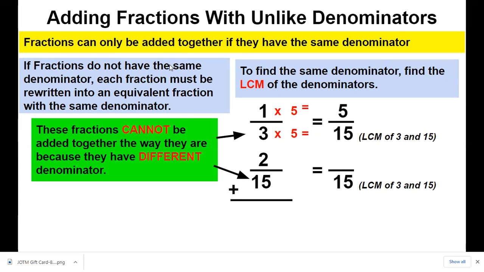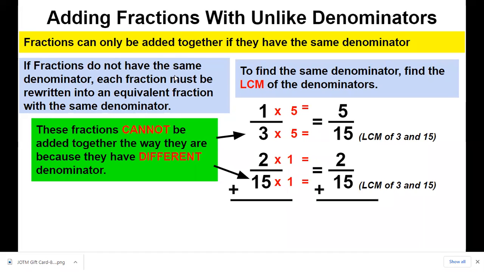And then 2/15, I really don't have to do anything to because it's already in 15ths, isn't it? So I can just say I multiplied 15 on the bottom times 1, and then I multiplied the top number 2 times 1, and I got 2/15. So that one didn't change.